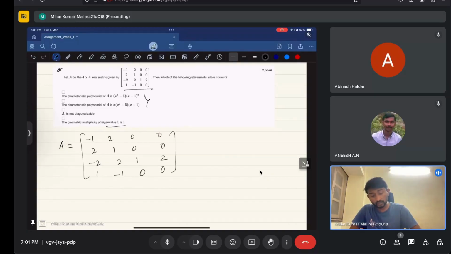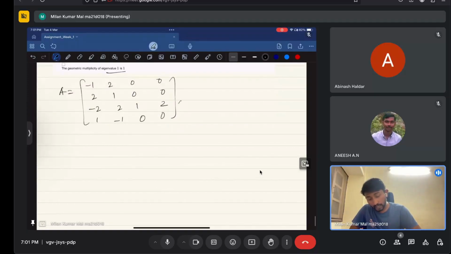Okay, so therefore A minus lambda I, what is this? This matrix will be minus 1 minus lambda, 2, 0, 0; 2, 1 minus lambda, 0, 0; minus 2, 2, 1 minus lambda, 2; and 1, minus 1, 0, minus lambda. This is the polynomial. So one can look here that we have this block structure.